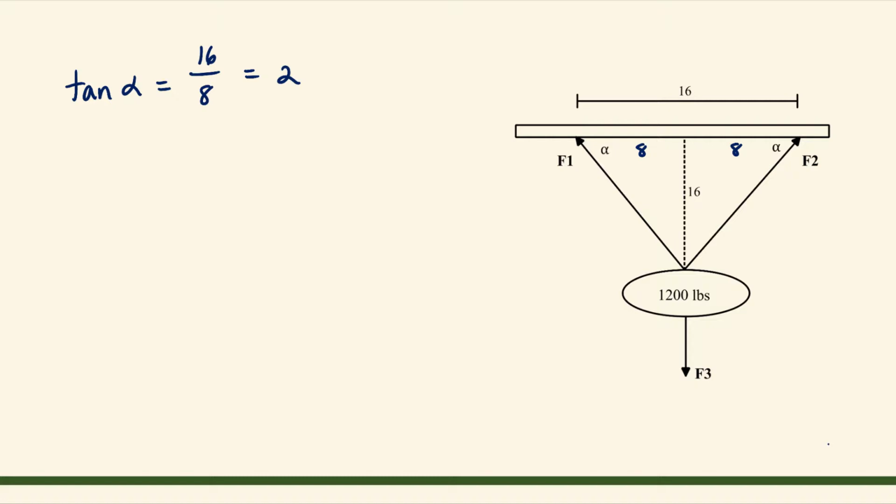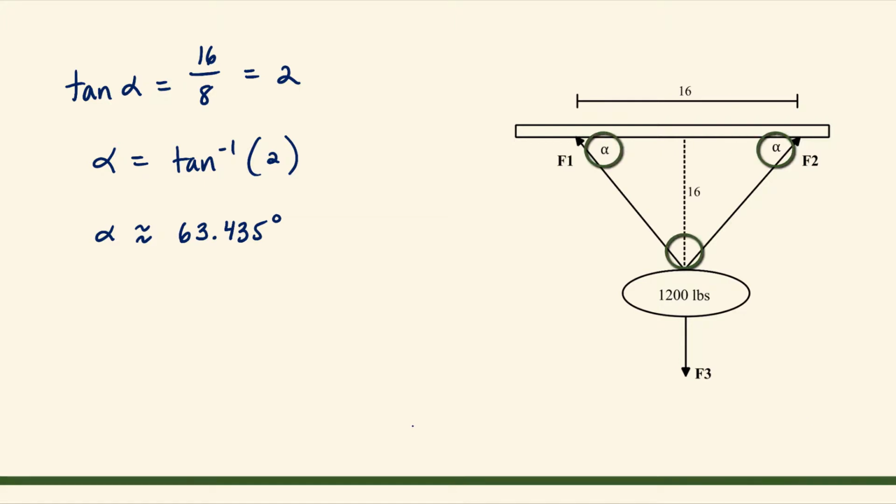Now we can find the measure of angle alpha. We know that the tangent of alpha would equal opposite side 16 over adjacent side 8. 16 over 8 reduces to 2, so the tangent of alpha equals 2. Using a scientific calculator, we will find alpha by taking the inverse tangent, or the arctangent, of 2. Rounding to 3 decimal places, we find that alpha is approximately equal to 63.435 degrees.